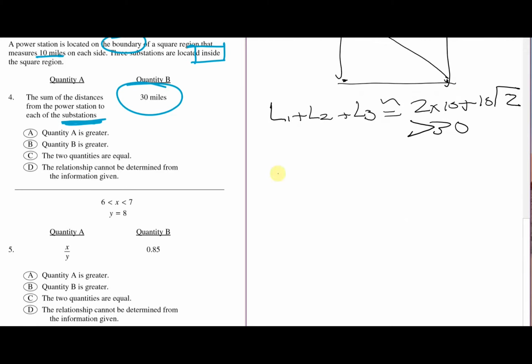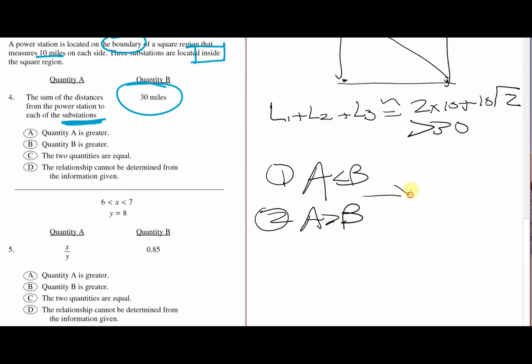So in this case, for scenario 1, we have A less than B, and for scenario 2, though, we have A is greater than B. So therefore, we have the answer choice D. So this is a key, like knowing that you need to know the different scenarios. And they don't really say exactly where the substations are, so that's key information right here.